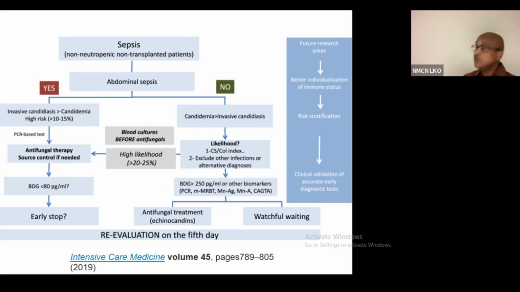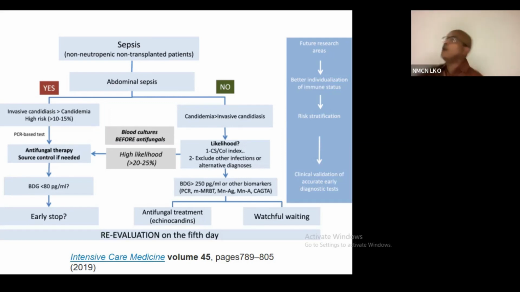PCR based test, if available, use it. If not, then go ahead with the therapy depending on the stability. Antifungal therapy and source control is always important. They are utilizing this newer strategy of BDG, which is beta-D-glucan. Now there are cutoffs which I don't want to talk about in this audience. There is 80, there is 120, there is 200.